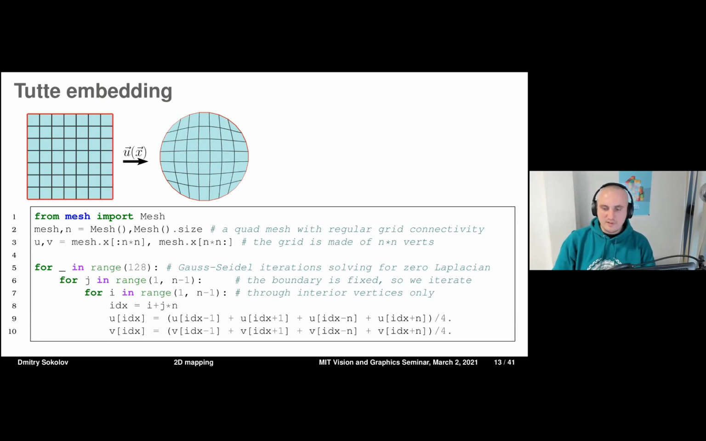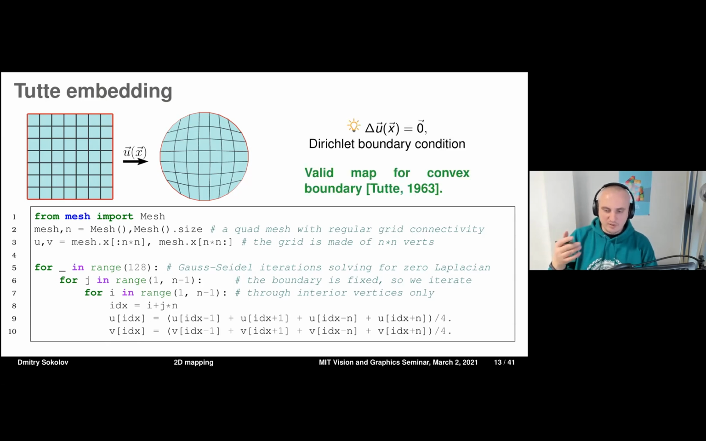As we have already seen, this simple procedure corresponds to solving a discrete counterpart of Laplace's equation, that is, zero second derivative with fixed boundary. Here, the partial derivatives are approximated by second-order finite differences. Note that if we map a boundary to a convex polygon, we have a guarantee to have no inverted elements by solving this simple equation.